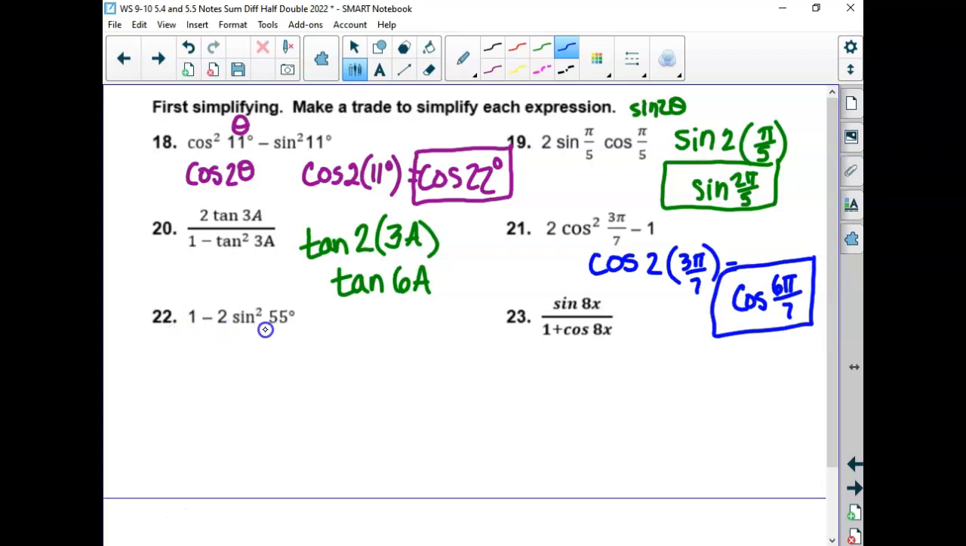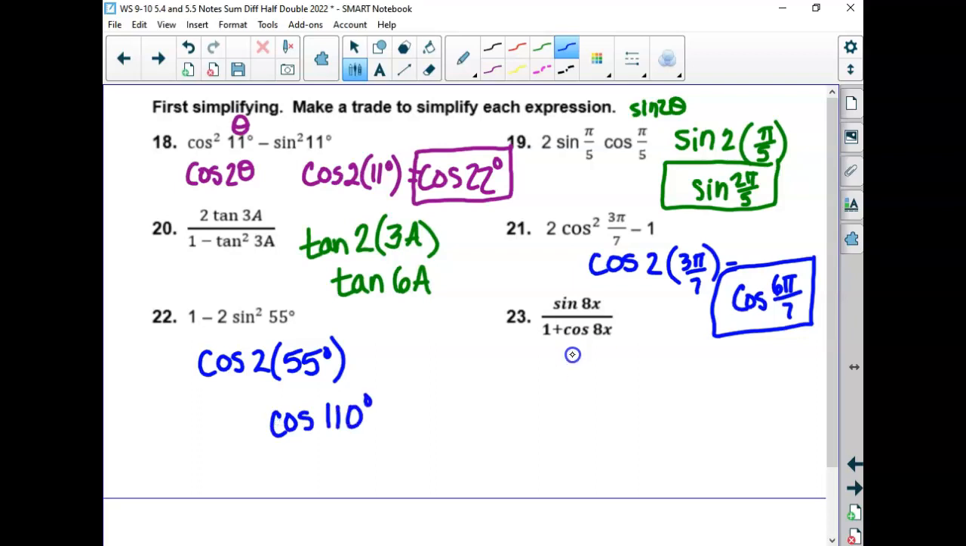All right, 1 minus 2 sine squared. 1 minus 2 sine squared is a cosine of 2 theta, where theta is 55 degrees. So that would simplify to what, guys? Cosine of 110. Good job.